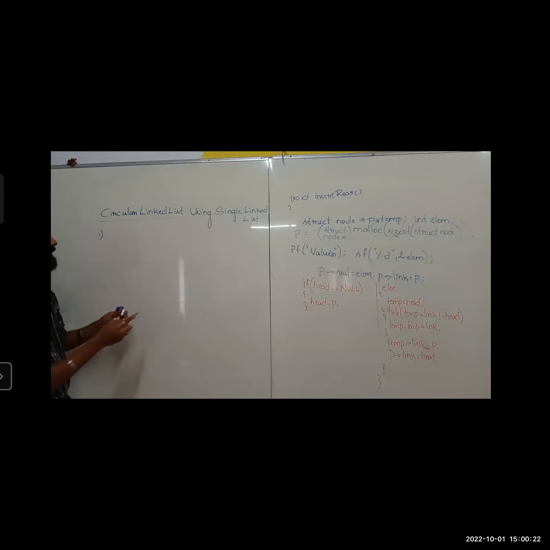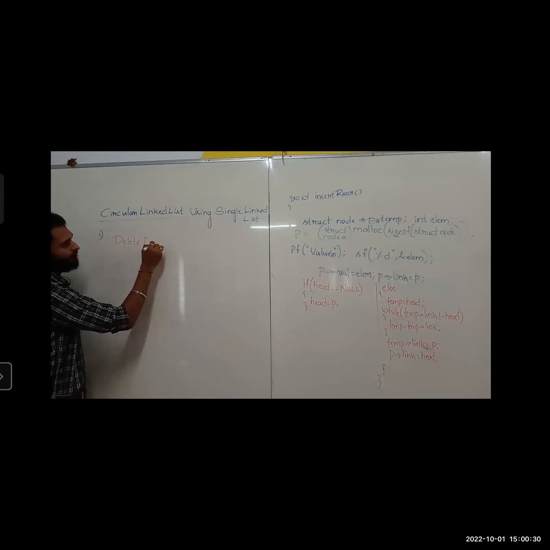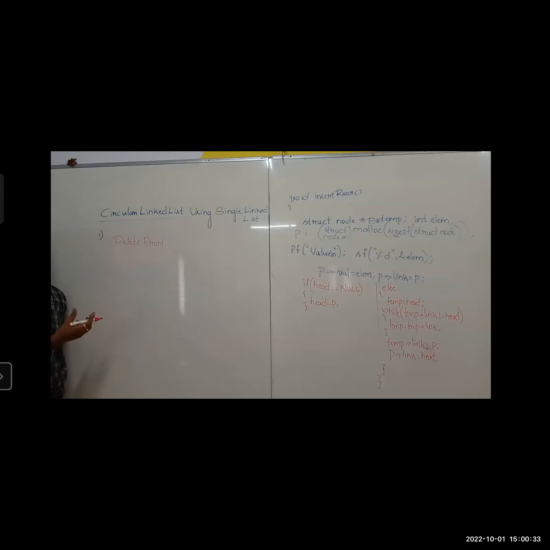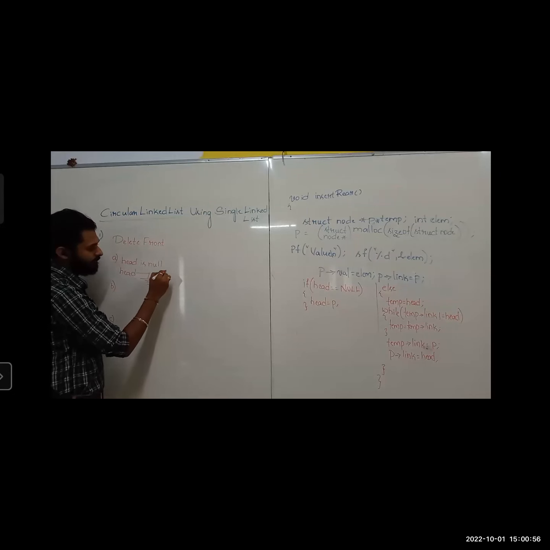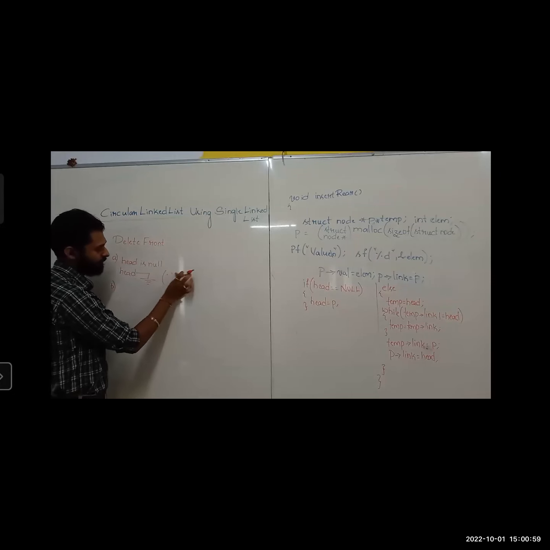So here, what exactly should I do? Delete front. Means what? From the beginning of the list. So in this, there will be three cases. A, B, C. Okay. A means what? It is null. It is null means what? Means? Sorry.